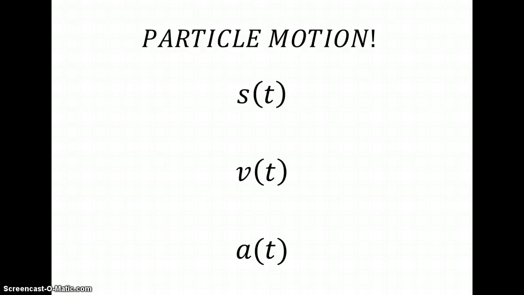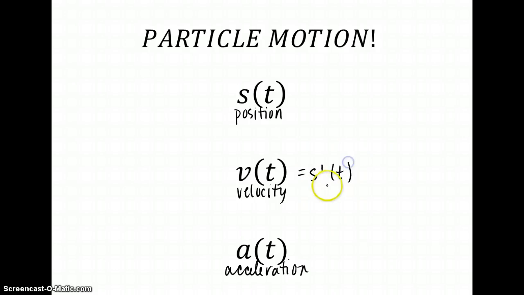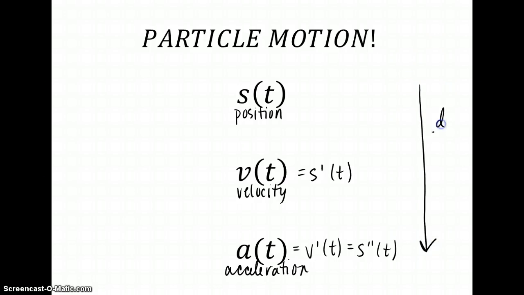Okay, so let's think of the relationship between position, velocity, and acceleration. We know that the first derivative of the position function gives us the velocity function. The first derivative of velocity, which is the second derivative of the position function, gives us acceleration. So position, velocity, acceleration, they're related with the derivative.